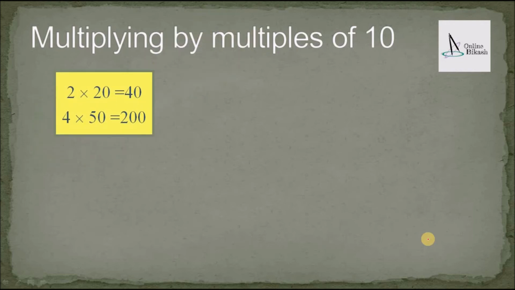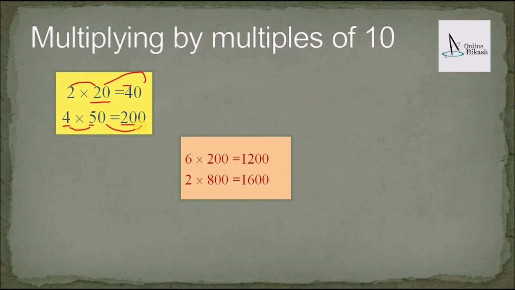If you multiply 2 with 10, this 20 is a multiple of 10. If you multiply 2 with this multiple of 10, that is 20, 2 into 20 will give you what? Just the same technique, 2 into 2 is what? 4, and after 4 you have to place this 0. Similarly, 4 and 50. If you multiply this 4 and 5, 4 times 5 is what? 20. Remember, 4 times 5 is 20, and this 0 is placed after this 20. In that way we have got 200.